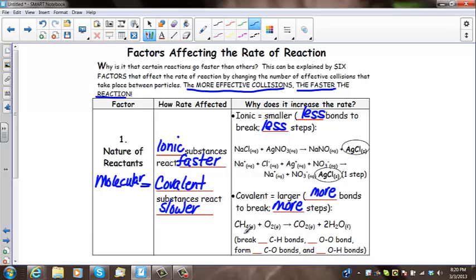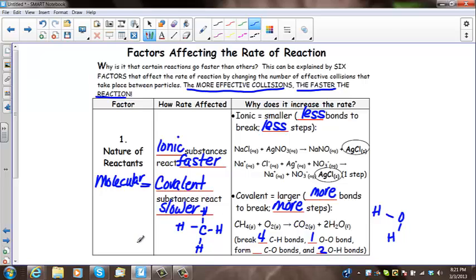Whereas down here you have methane plus oxygen yields carbon dioxide and water. We have 4 CH bonds to break because this is CH4. These are all H's, so we've got to break 4 CH bonds. We then have to break one OO bond. And for the water, we have to break 2 OH bonds.